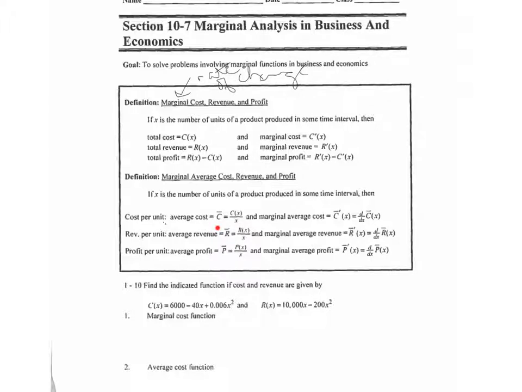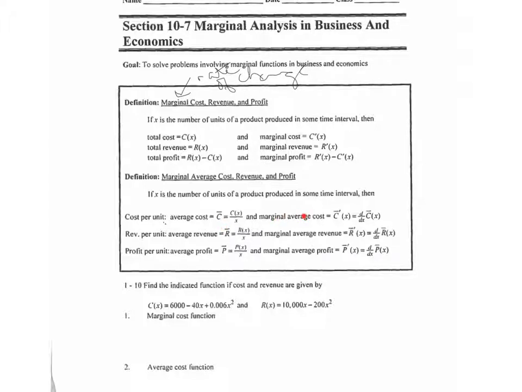Is there anything involving a derivative in this? The answer is no, because I don't see the word marginal. I'm just taking whatever the total cost is divided by the number of items, and that's going to give me the average cost. You might have to find the marginal average cost, though.